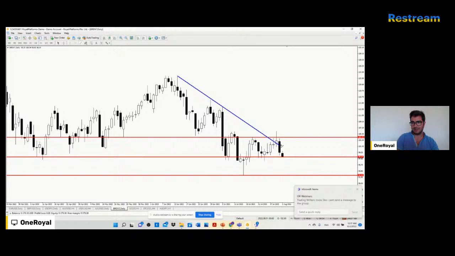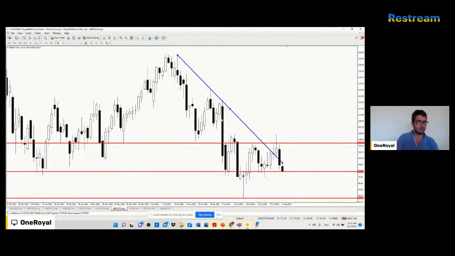Okay, and you can see here the market failed to break the structure. We don't have a break of structure, BOS. We had a breakout, failed to break it to the upside because we have strong resistance, and then the market entered again below the bearish trend line.